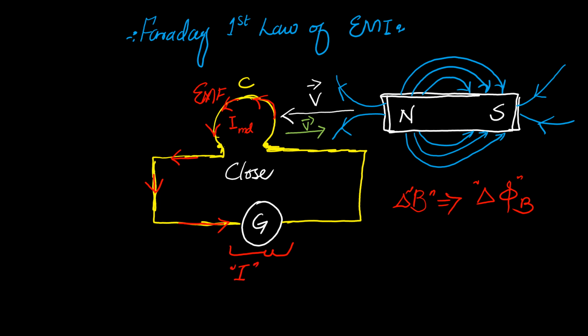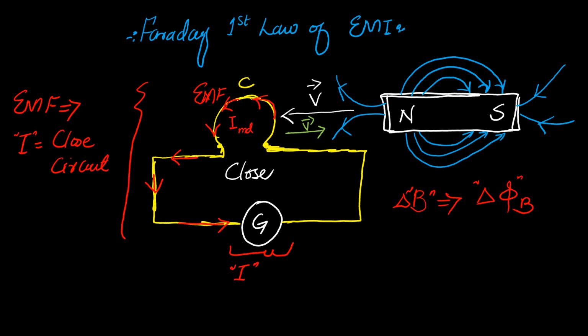So in simple words, keep in mind that the production of an induced electromotive force does not require circuitry. However, for current, the circuit must be a closed circuit, and a closed circuit basically gives a path for a current to flow.